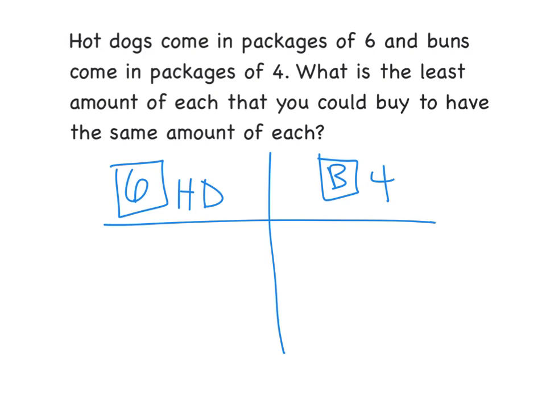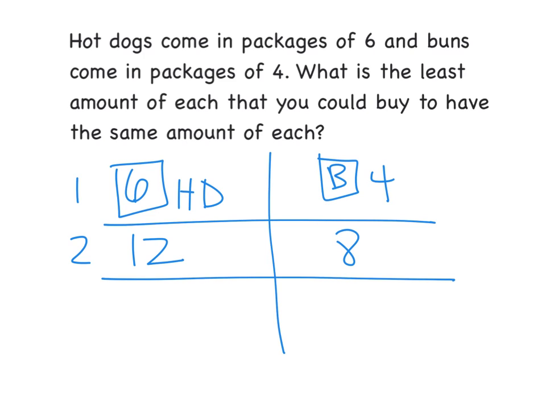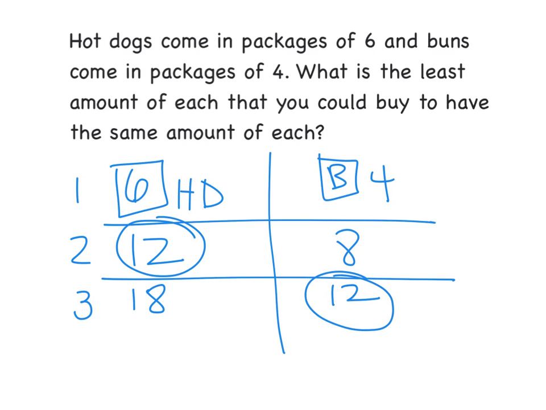Okay, let's see. If I bought another package of hot dogs, I'd have 12 hot dogs. So this is 1 pack, this is 2 packs. And I'd have 4 plus 4 is 8. If I bought another package of each, I would have 12 plus 6. So this is 3 packages, would be 18 hot dogs and 12 hot dog buns. Well, that doesn't work, but look what I discovered. If I buy 2 packages of hot dogs and 3 packages of hot dog buns, I have 12.